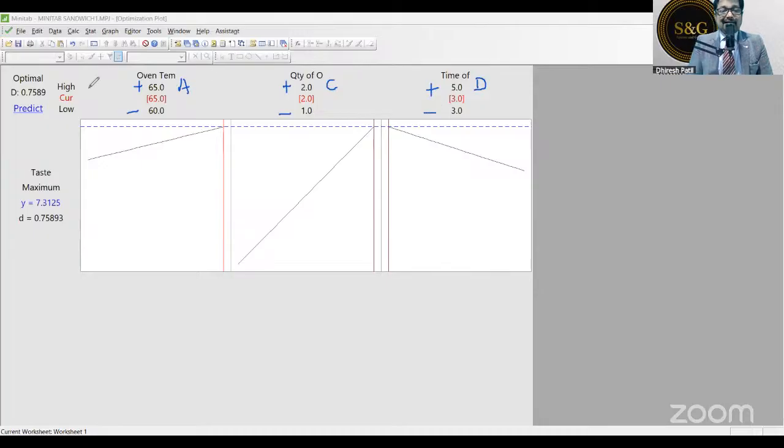Now the red ones are the optimized settings. To get the optimized score, set the oven temperature at 65, set the quantity of onion at 2 pieces and time of cooking at 3 minutes. If you do that, you will get the maximum test, which is 7.3. You can see here, 7.3 is the highest test score you can get. Are you understanding? Now let's play around with this. Are you clear what numbers we are talking about here?